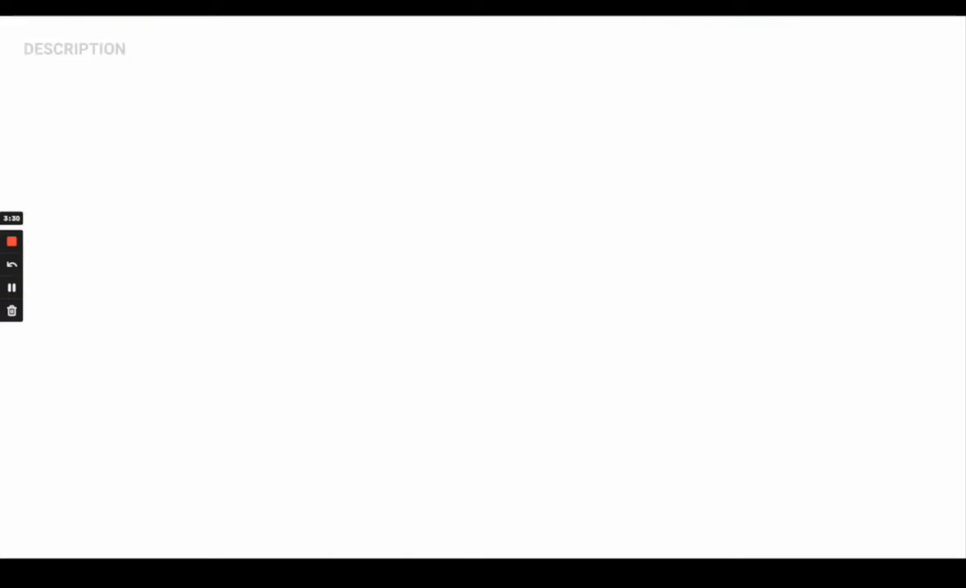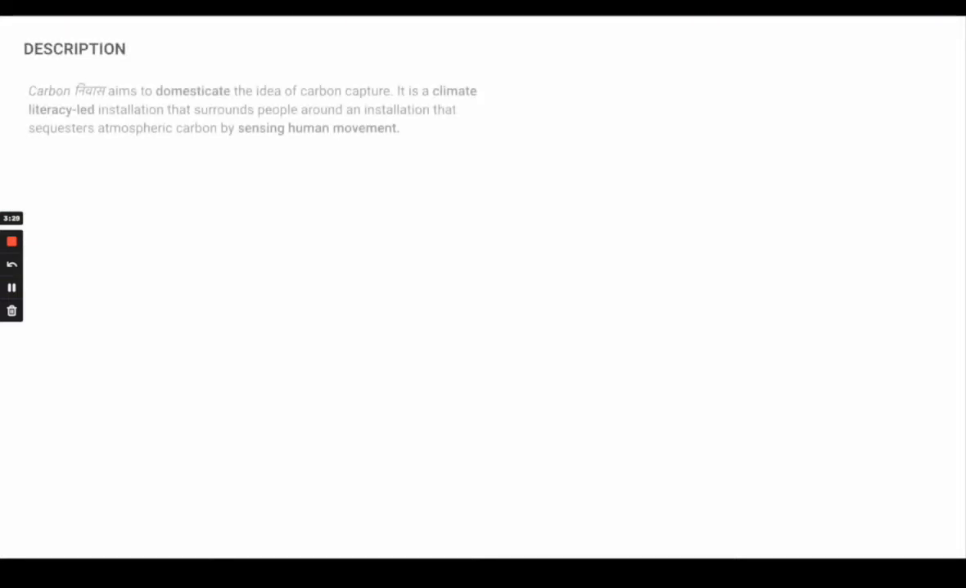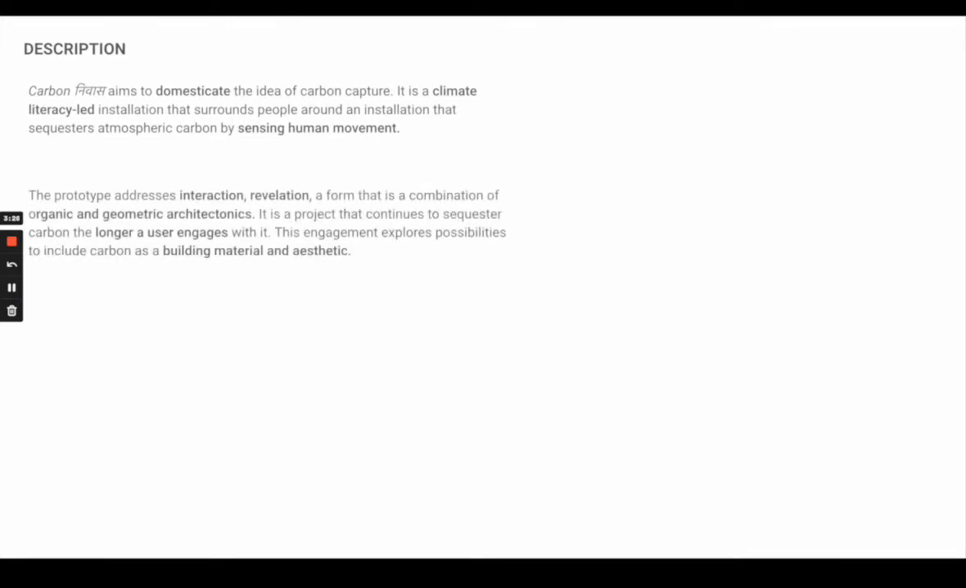Carbon Niwas houses the idea of sequestering carbon at a human level and driving the climate literacy program into the next phase. It houses the possibility of capturing the carbon in the simplest way, making it possible to include it in the building code.